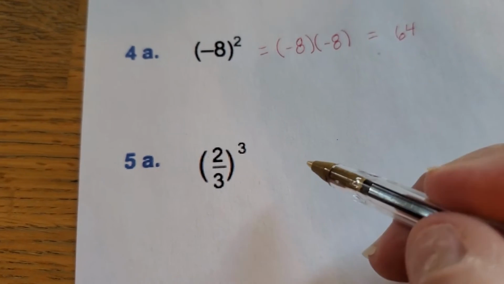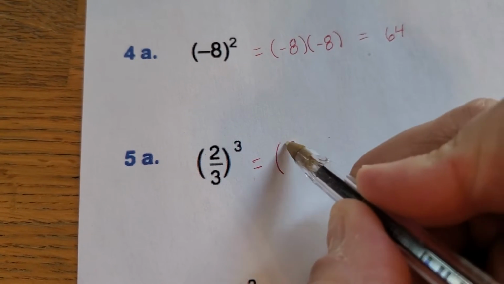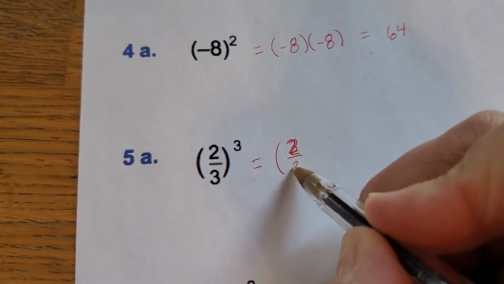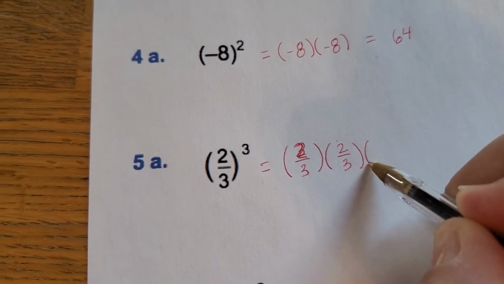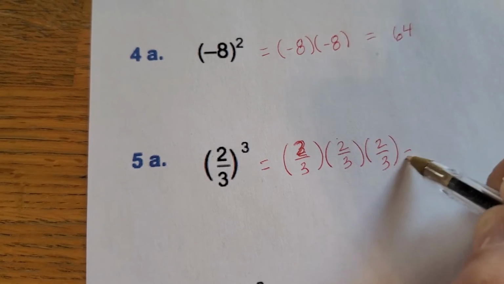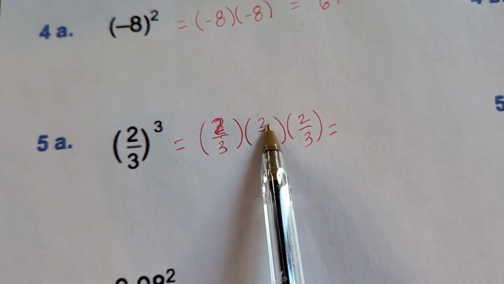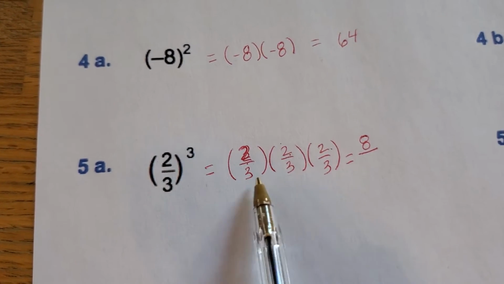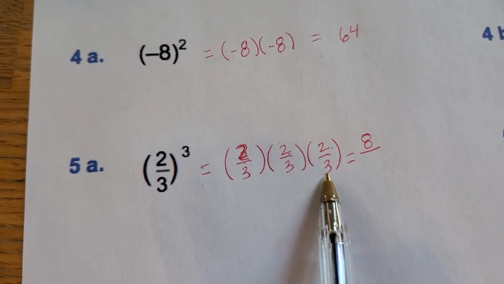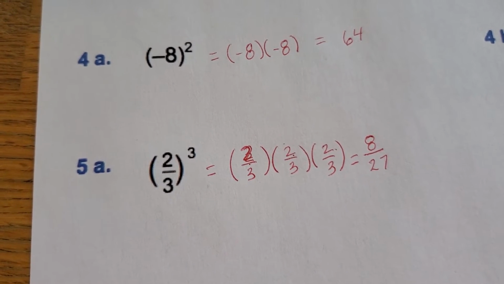My next example, 2/3 to the 3rd power means I need to have 3 sets of 2/3 that are going to be multiplied together. So going straight across the top, we have 2 times 2 is 4 times 2 is 8. And 3 times 3 is 9 times 3 is 27. And we'll leave our answer just like that.